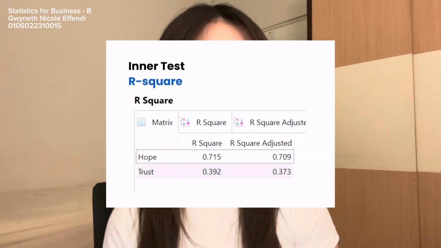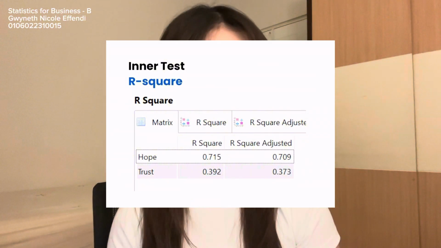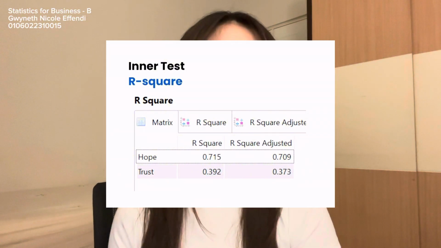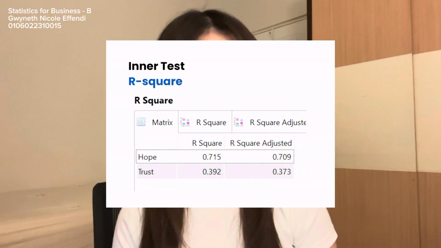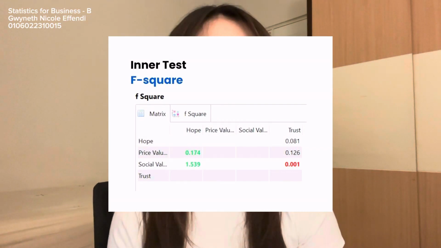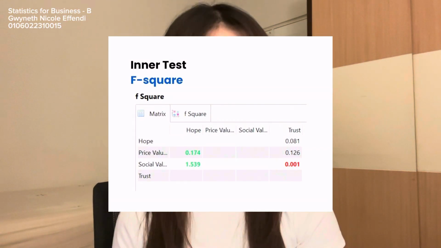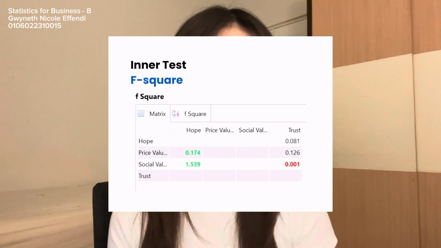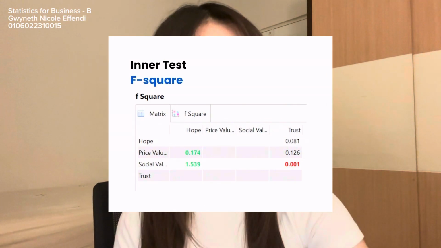Fourth, we analyze the R-square values. These indicate how much of the dependent variable's variance is explained by the model. For example, one construct has an R-square of 0.48, which is considered a moderate explanatory power. Fifth, we interpret the F-square effect size to assess the impact of each exogenous variable. Some variables have large effects while others are moderate or small, helping us identify key drivers in the model.